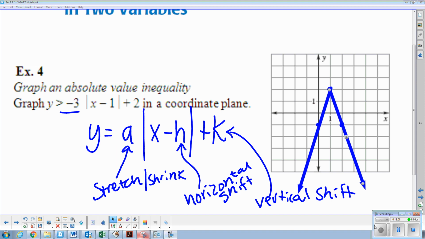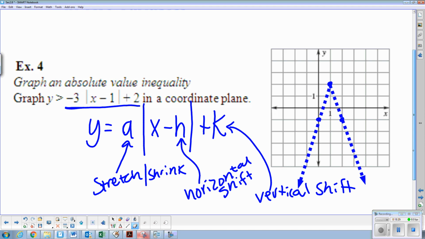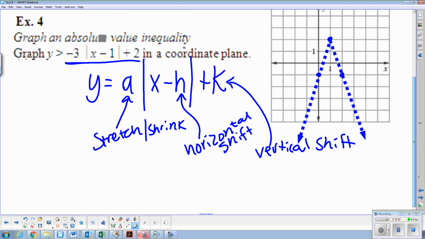So if this is our absolute value graph, and we want our y to be greater than -3 times the absolute value of x minus 1 plus 2. Actually, these should be dotted lines, so I'm going to switch that. Okay, here we go. I had to make those lines of my absolute value boundary line dotted because, again, we're working strictly with y is greater than -3 times the absolute value of x minus 1 plus 2.